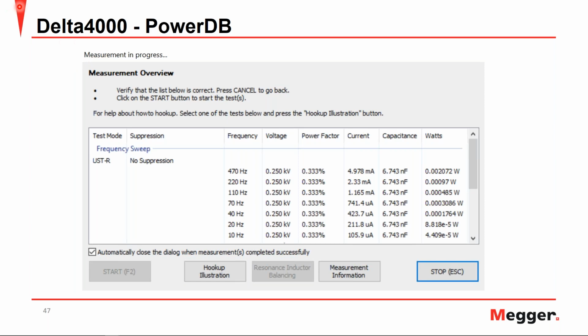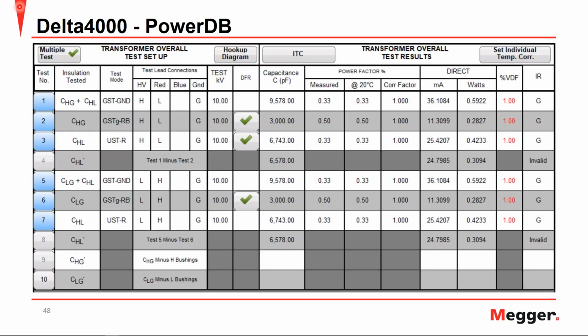Once the test is performed on all possible tests, the overall test set or table will fill out and look something similar to this, where you have your capacitance measurement, and you can see that here you have your combined capacitance measurement, which is comprised of both of these. And then you have your power factor that's measured, and then your 20 Hertz corrected value.